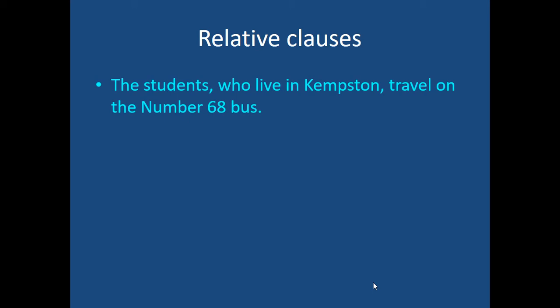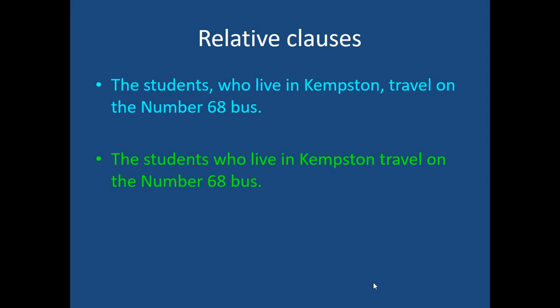Look at these two sentences. The students who live in Kempston travel on the number 68 bus. The students who live in Kempston travel on the number 68 bus. There's a slight difference in how I say them. The students, pause where there's a comma, who live in Kempston, pause where there's a comma, travel on the number 68 bus. Now, this means the students travel on the number 68 bus, so we can assume that all of the students travel on the number 68 bus and all of the students live in Kempston. This is a non-defining relative clause.